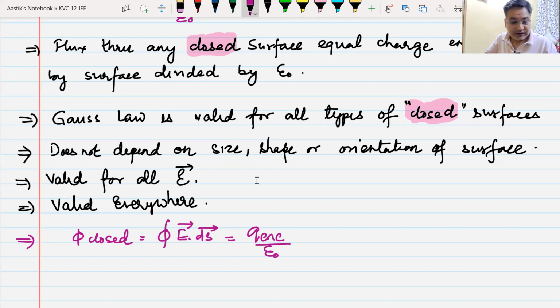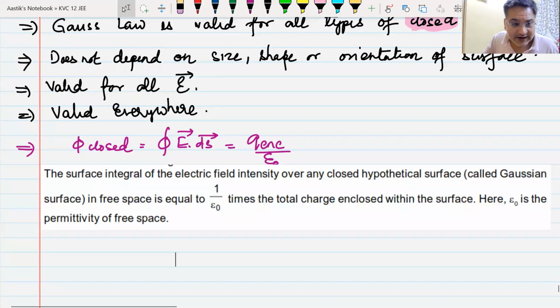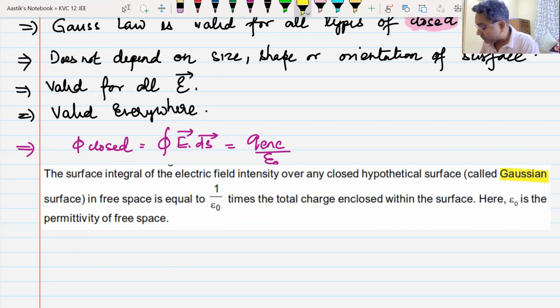If you write it in terms of surface integral, it looks like this. Whatever surface you are applying Gauss law on, that surface is known as the Gaussian surface. And now we'll be hearing this term Gaussian surface a lot. A Gaussian surface is a closed surface on which Gauss law is applied. Any closed surface, for that matter, is a Gaussian surface. Do we understand this?